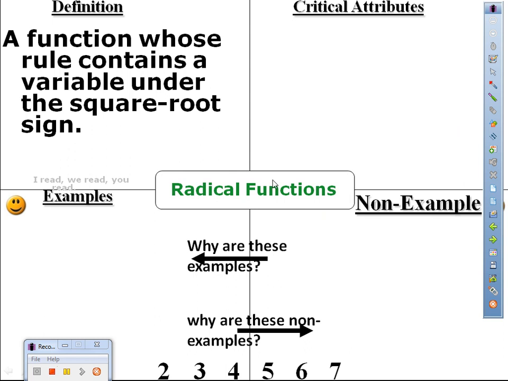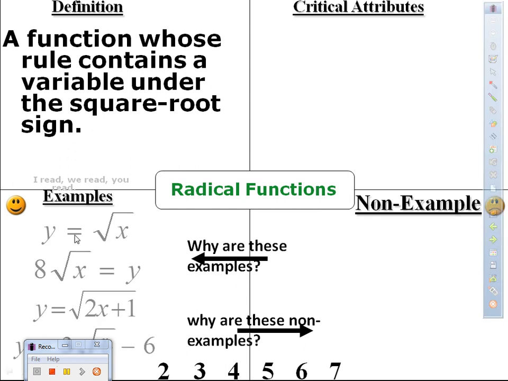So what are radical functions? Radical functions are a function whose rule contains a variable under the square root sign. Yes, the Frayer model, you need it. A function whose rule contains a variable under the square root sign.